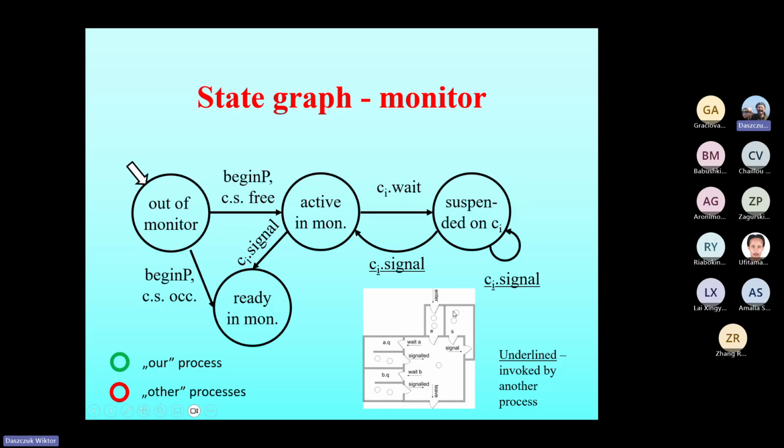Underlined is invoked by another process. Here is what happens with our process when it executes signal on condition CI. It gives critical section to one of processes waiting on a condition variable.